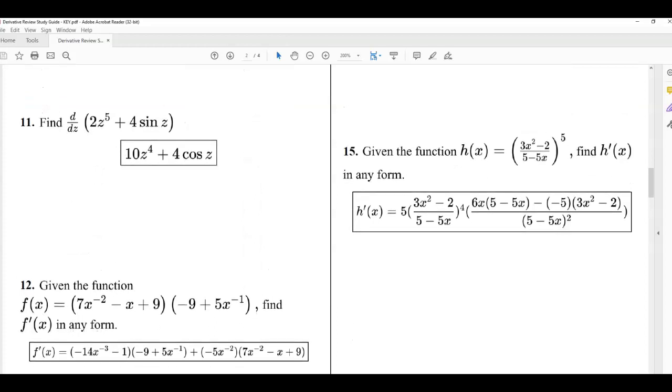Moving on to number 11. They just want us to find a regular old derivative here. So the derivative of 2z to the 5th is 10z to the 4th. And the derivative of this guy, the 4 stays because it's a constant multiple. The derivative of sine is cosine. And that's it.